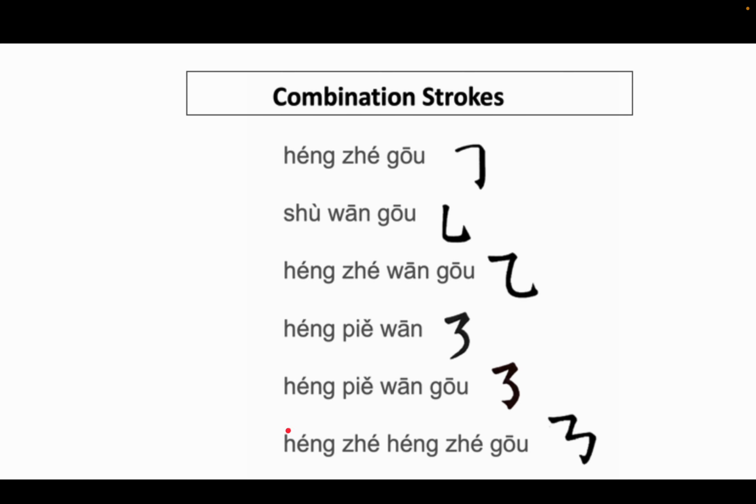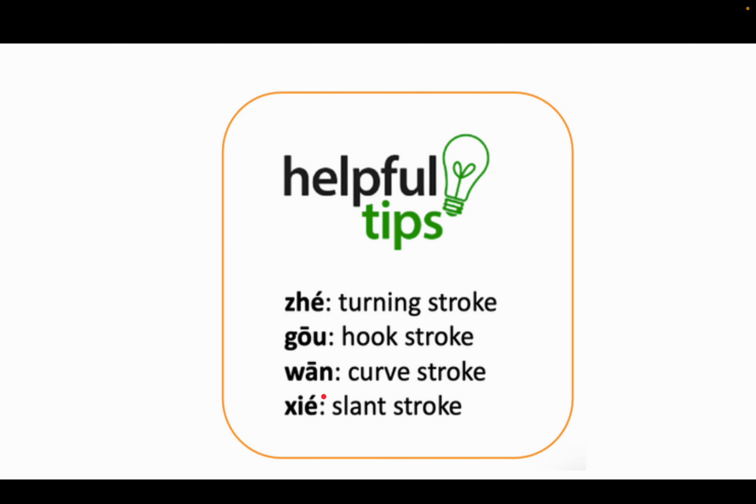All right, I'm gonna move on now. Just to summarize it, some helpful tips. 折 is a turning stroke. 钩, hook. 弯 is a curve stroke, and 斜 slant stroke.